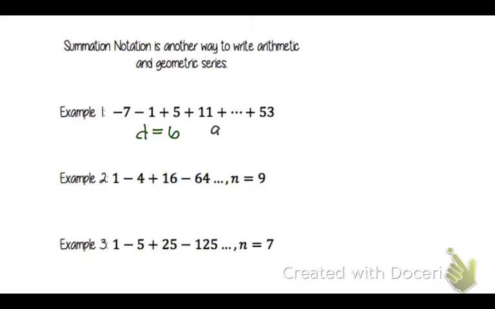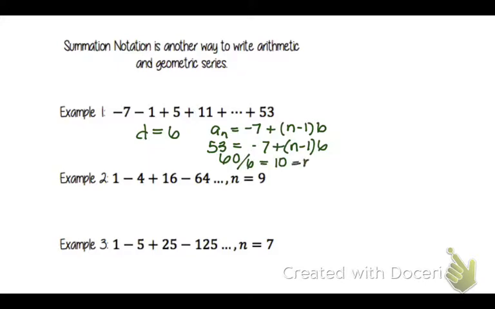So a sub n is equal to the first term, which is -7, plus n minus 1 times the common difference, which is 6. I know that I have 53. I just don't know what n is. We can plug in and solve for n. So if I add 6, I would get 60. I can go ahead and divide that by 6, so that's 10. That's n minus 1. So n is equal to 11. So this is the 11th term.